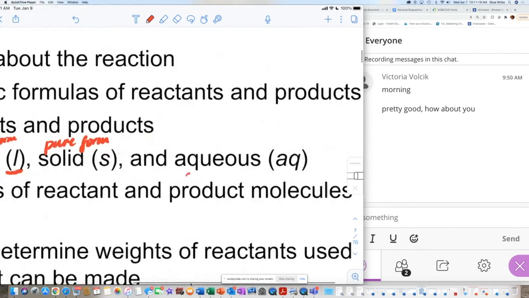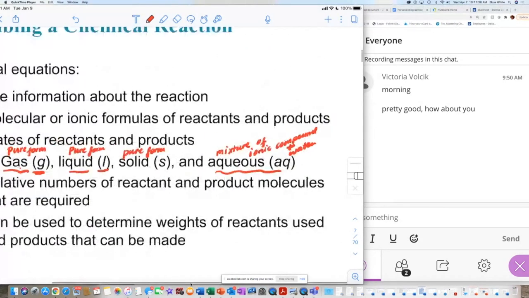Now, once they say aqueous, aqueous is usually a mixture. Aqueous is normally a mixture of ionic compound and water. So gas is pure, liquid is pure, solid is pure, and then you have aqueous. Because I've had students in the past, in the face-to-face class, from very good schools, four-year colleges, and then they're asking me, what is the difference between liquid and aqueous? Now, that's a very good question.